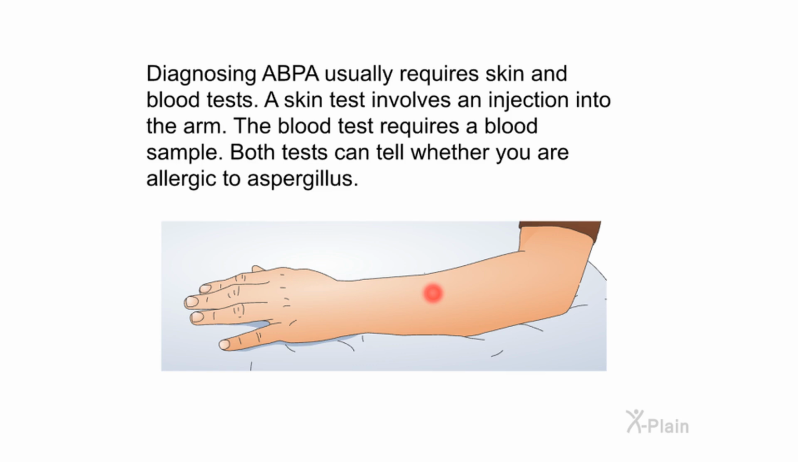Diagnosing ABPA usually requires skin and blood tests. A skin test involves an injection into the arm. The blood test requires a blood sample. Both tests can tell whether you are allergic to Aspergillus.